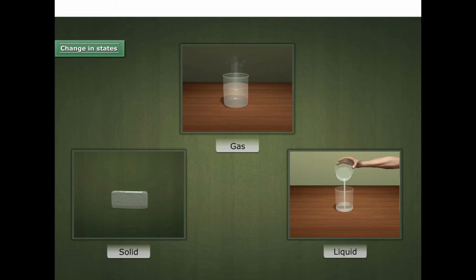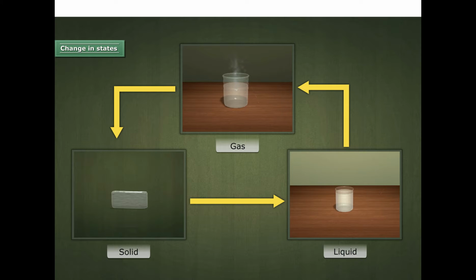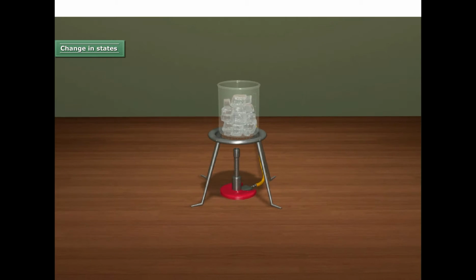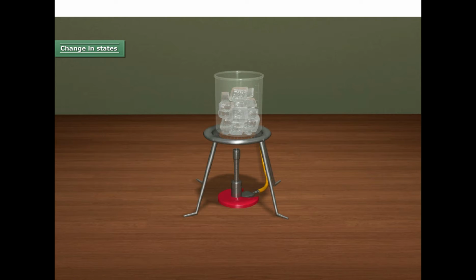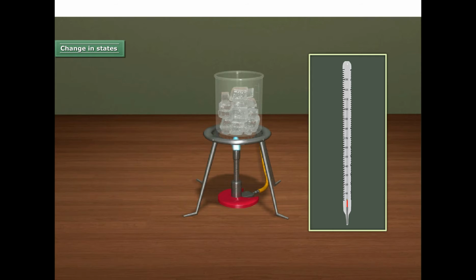Heating and cooling matter are the main ways to change matter from one state to another. We can convert a solid into a liquid by applying heat on it. Similarly, a liquid can be changed into a gas by heating. Considering a beaker full of ice, on increasing the temperature measured using a thermometer, the kinetic energy of the ice particles increases, and at a particular temperature the ice melts to form water. This temperature is known as the melting point.